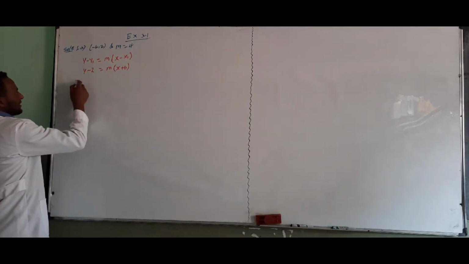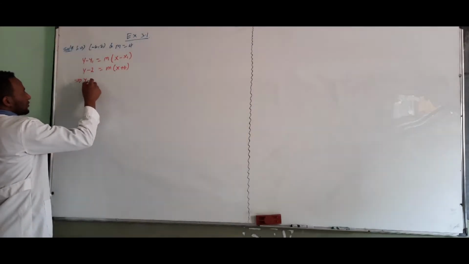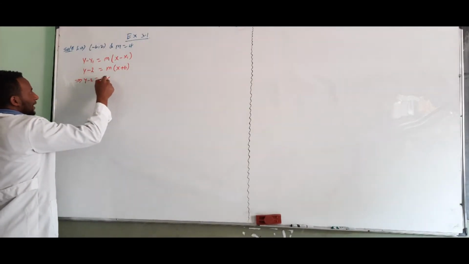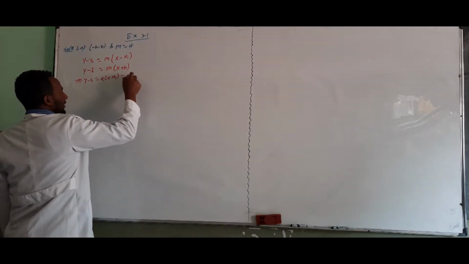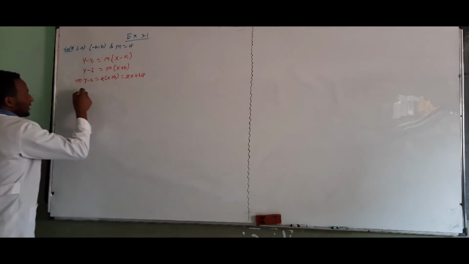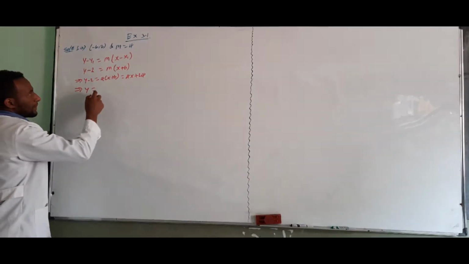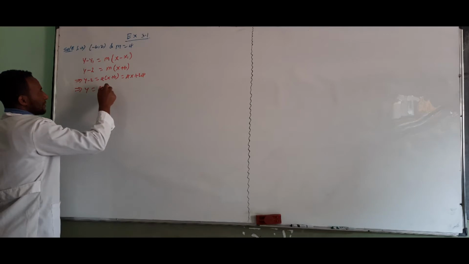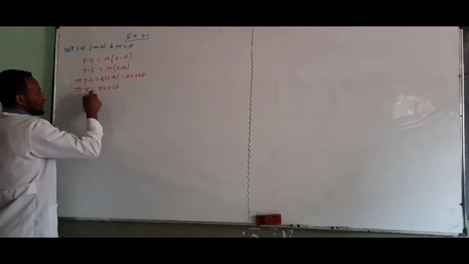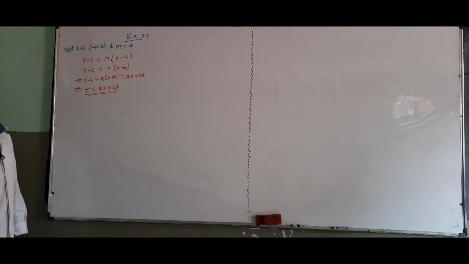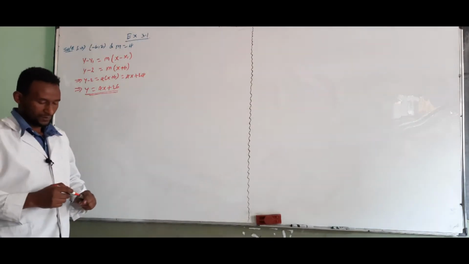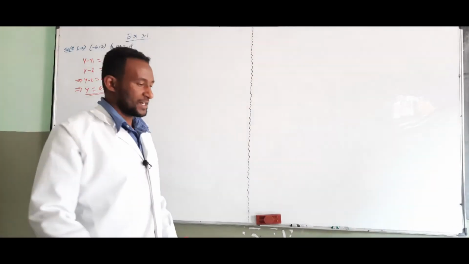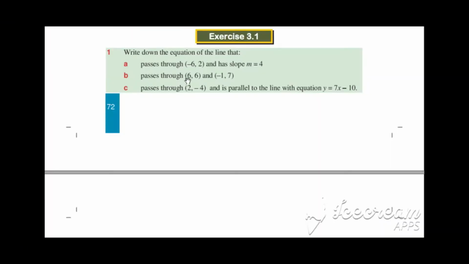Then y minus 2 is equal to 4 times x plus 6, which is 4x plus 24. This implies that y is equal to 4x plus 26, which is the equation of the line that passes through this point with slope 4. Part b says that the line passes through (6, 6) and (-1, 7).